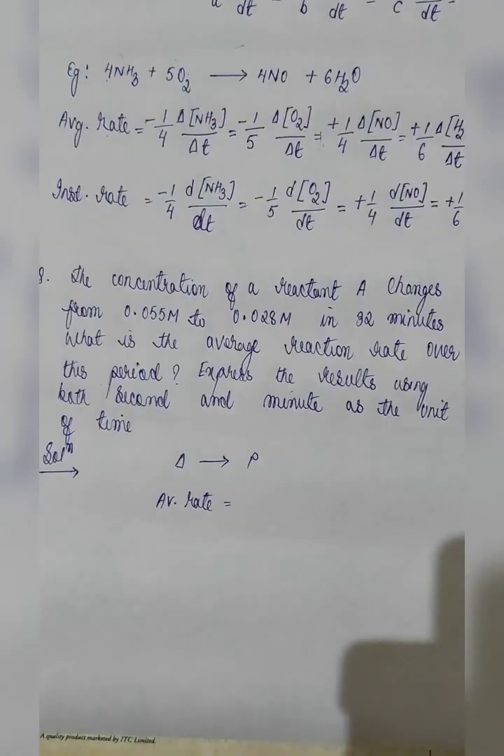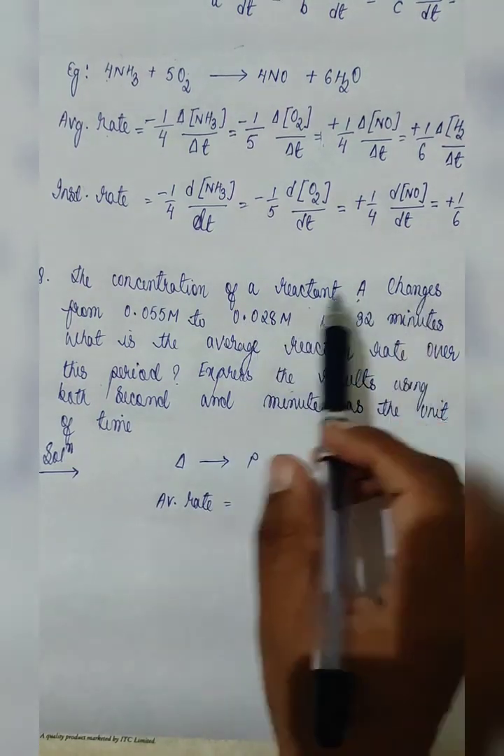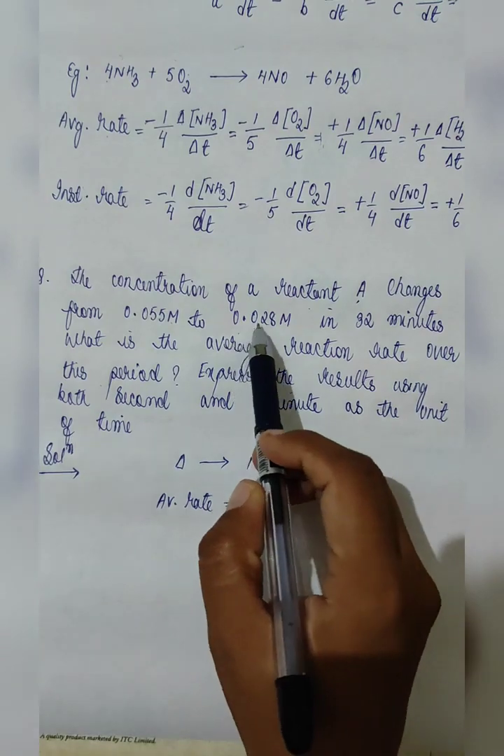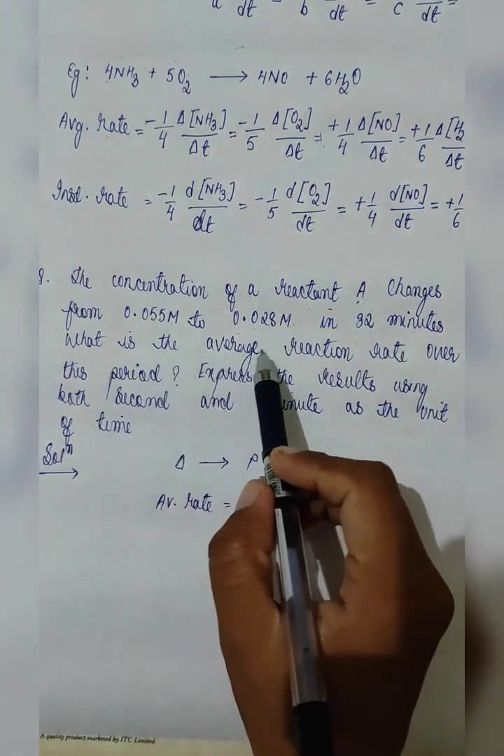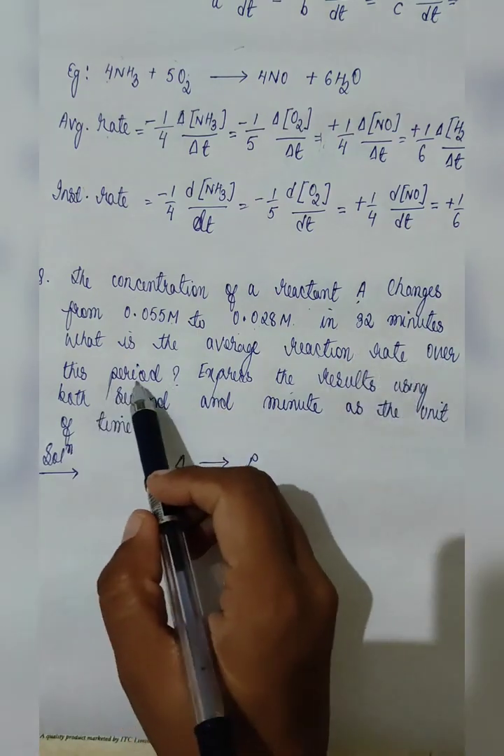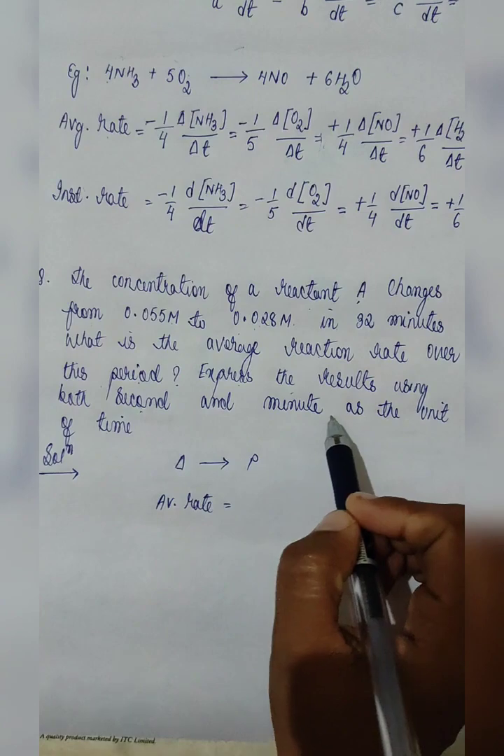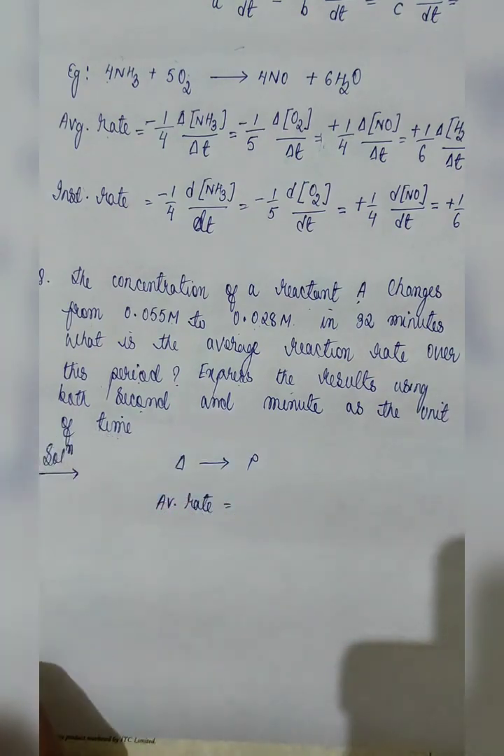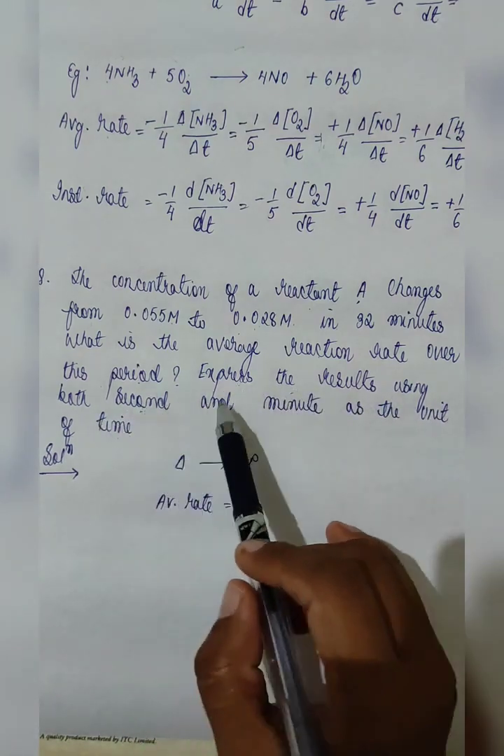Let us try to solve one problem. The concentration of a reactant A changes from 0.055 M to 0.028 M in 32 minutes. What is the average reaction rate over this period? Express the result using both second and minute as the unit of time. So what we have to do here is express the result in second and minute.